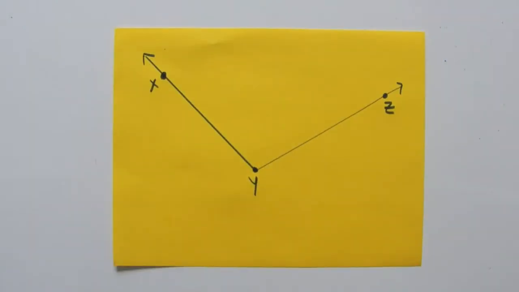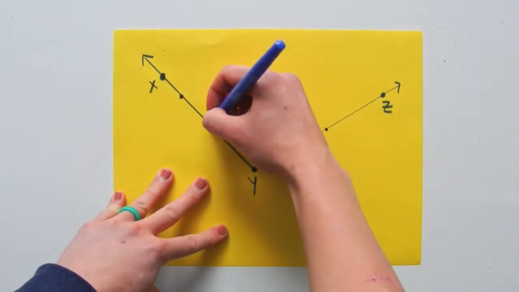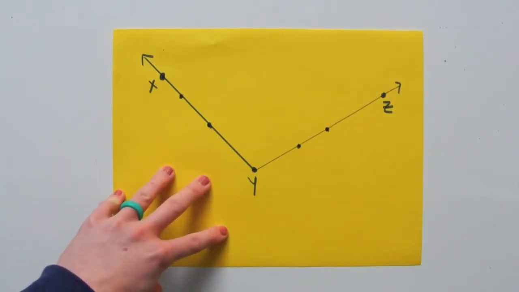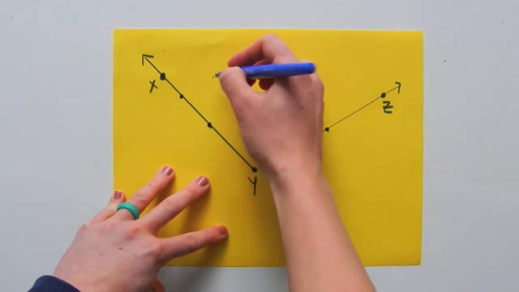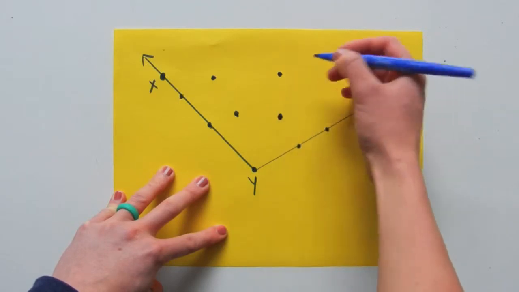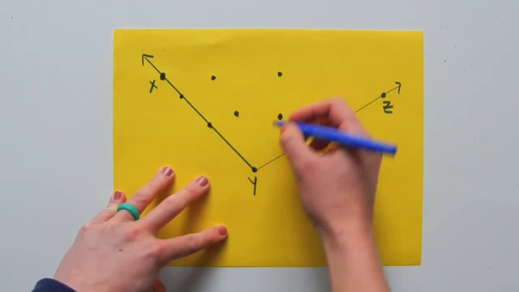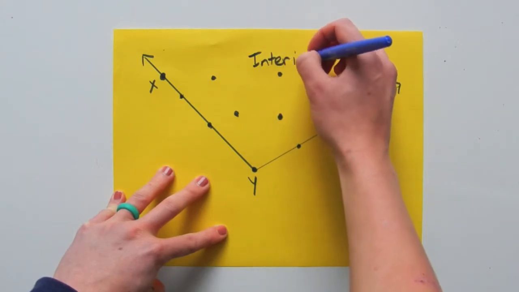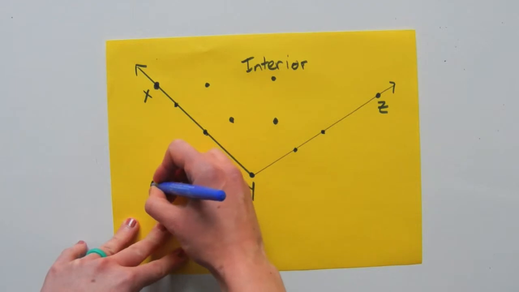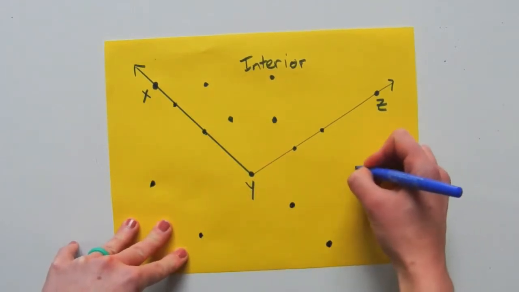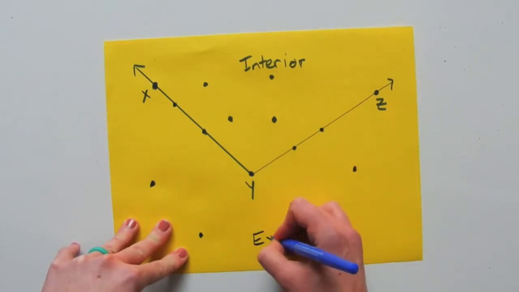you can see that the plane is divided up into three separate parts. There are points that fall on the line or on the angle. There are points that fall within the angle, known as interior points. And there are points that fall outside of the angle. These points are known as exterior points.